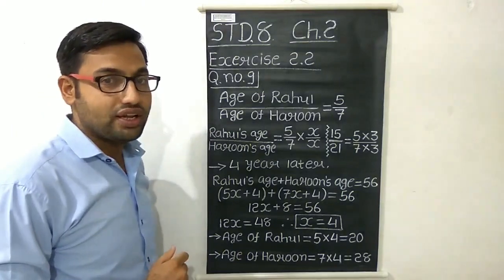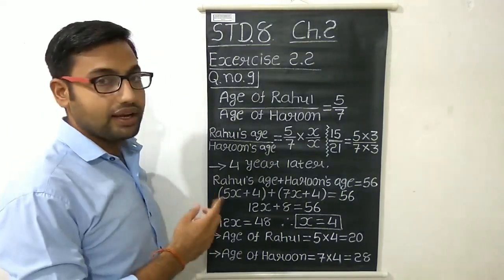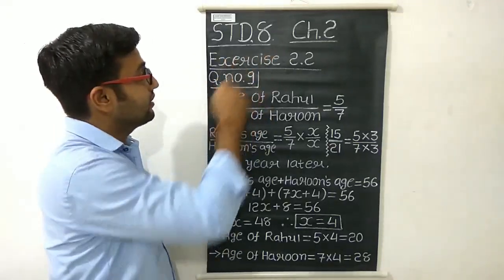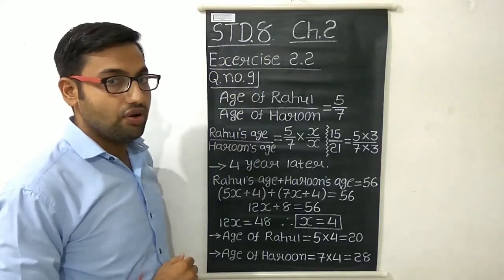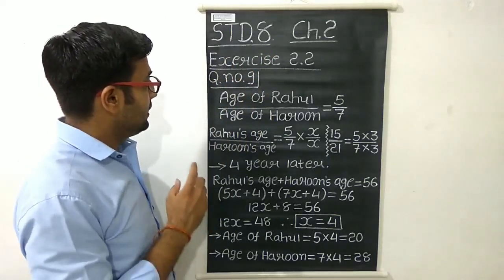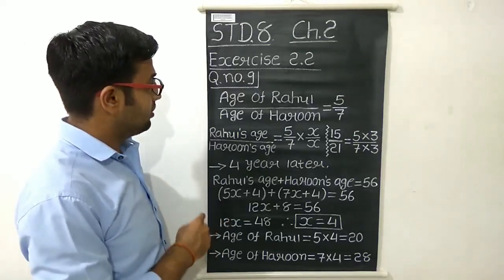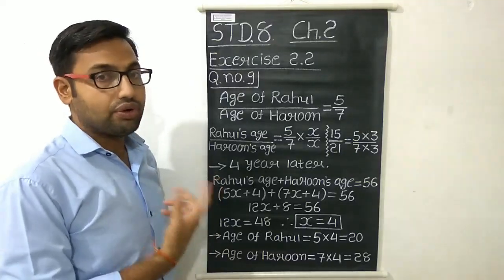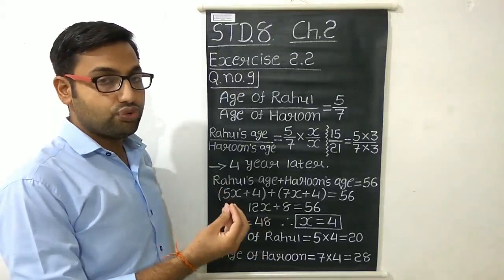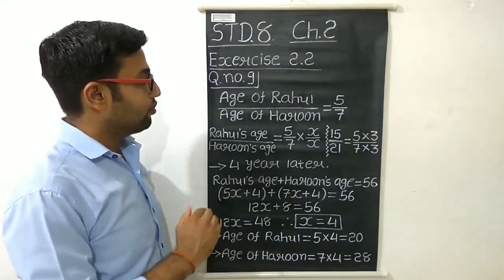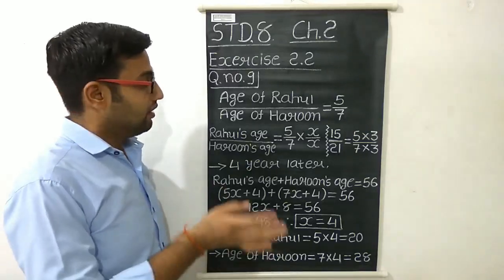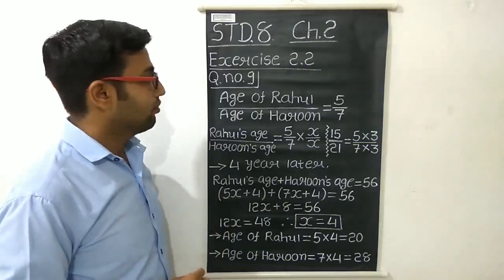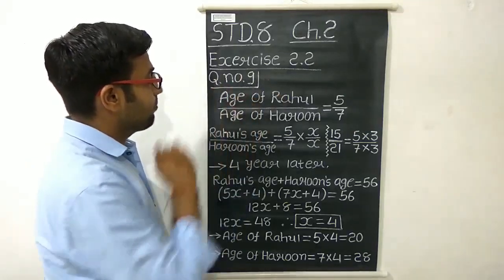Hello students, today we will study question number 9 of exercise 2.2. This is from the topic of standard 8, chapter 2, linear equations in one variable. In today's sum, the question is of the type of ratio. This means in the given question we are given the ratio of two things, and from that we have to make a linear equation, solve it and find out whatever is asked in the question. So today we will study question number 9.